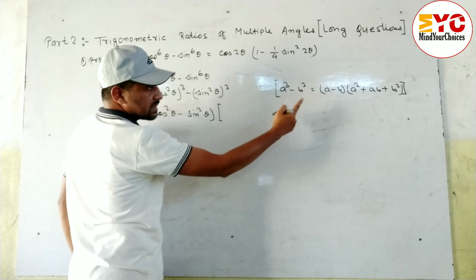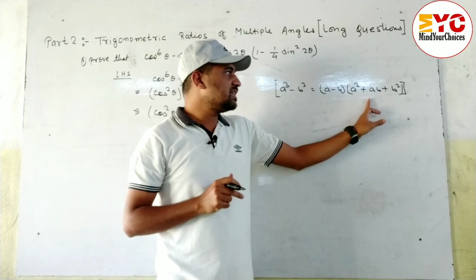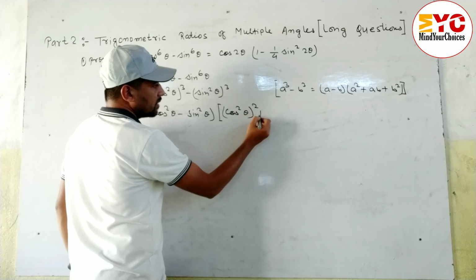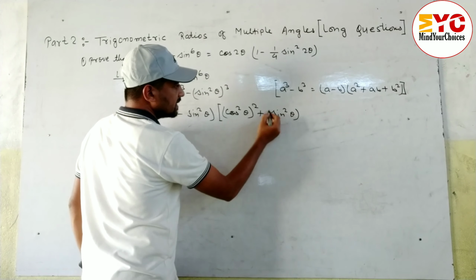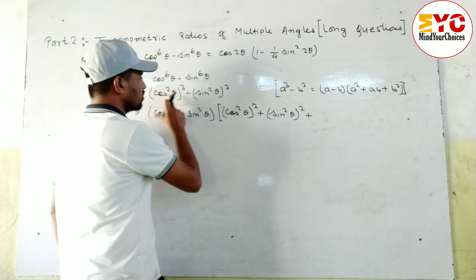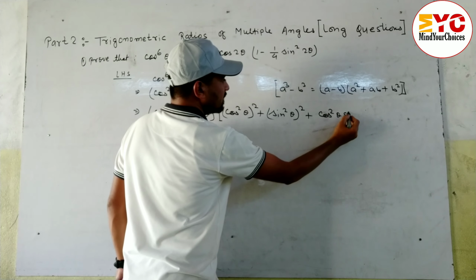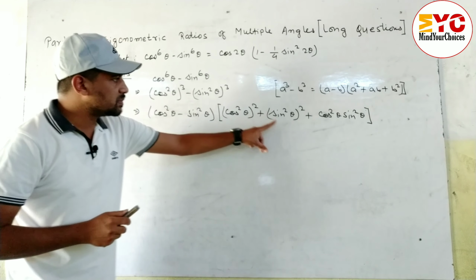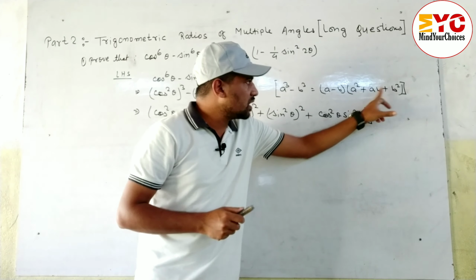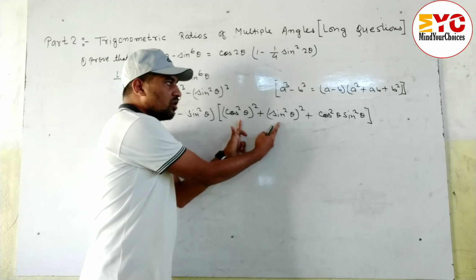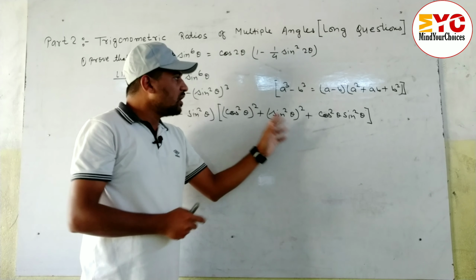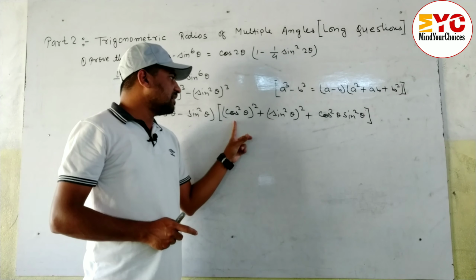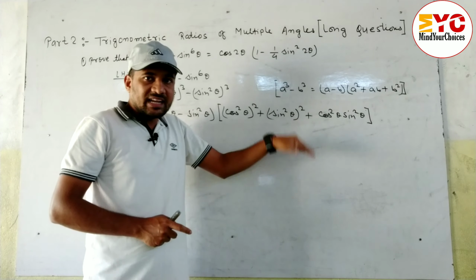Similarly, a square plus ab plus b square, or you can write a square plus b square plus ab. So (cos² θ) whole square plus (sin² θ) whole square plus ab, meaning cos² θ sin² θ. I'm writing in this pattern. Why do it like this? We have to use the formula of a square plus b square. That's why you can write in this form or in that form. If you write in this form, we have to arrange once, then we can convert it to the form of a square plus b square. One more line you have to do.